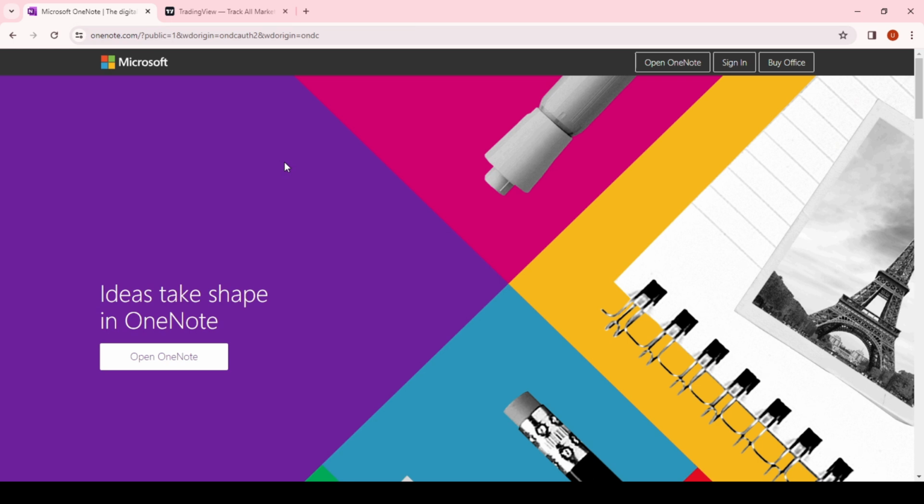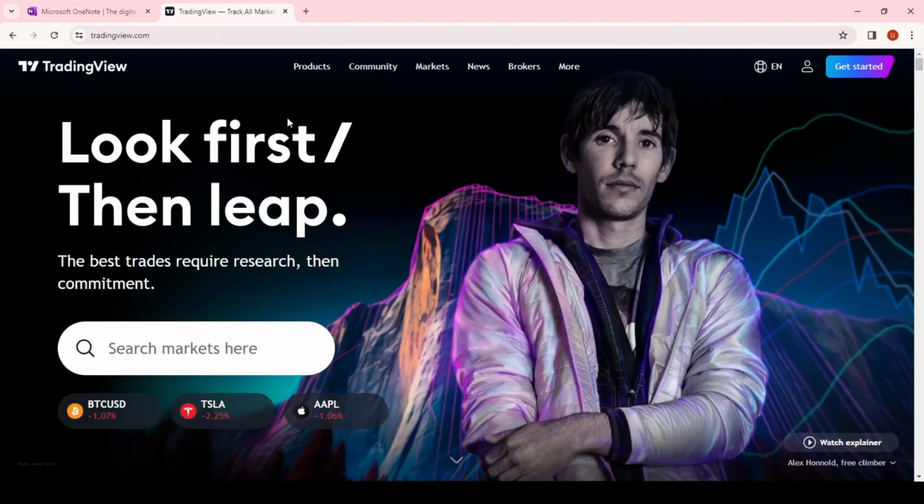In the next lesson, we're going to look at how you can set up OneNote to prepare now for annotations and your journaling. Then the second thing we're going to be looking at is the TradingView tool. This is essentially what we'll use throughout the course to do our analysis and chart annotations. Essentially, these are the two elements that you need.